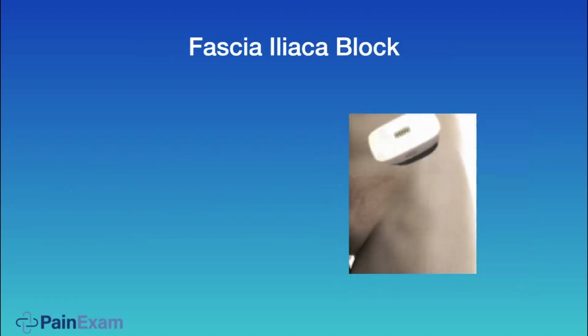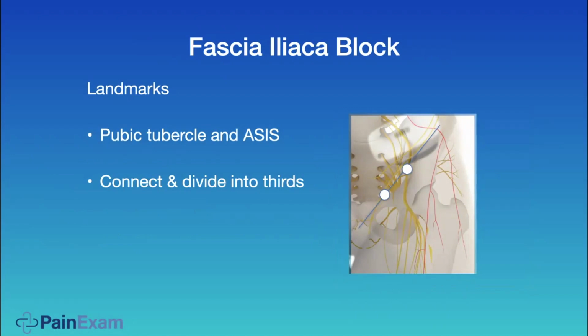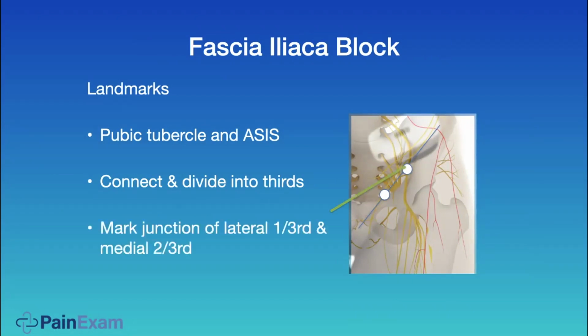The fascia iliaca block. This is a block we used to do blind. You're going to get part of the femoral nerve over the iliacus muscle. The landmarks are the anterior superior iliac spine and the pubic tubercle. You divide into 3 parts, and then you're basically sticking a needle at the junction of the lateral 1/3 and 2/3.